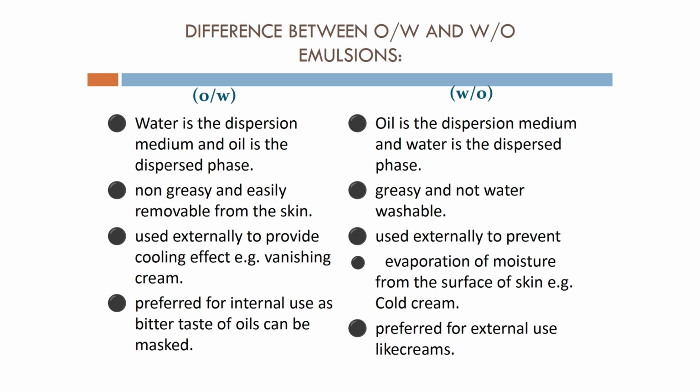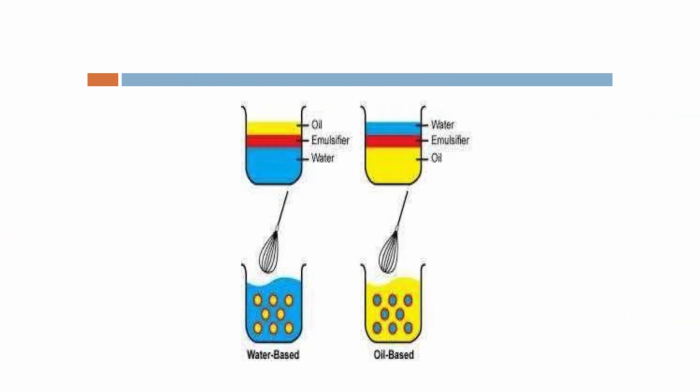Now, let's visualize this with a simple diagram. Imagine two diagrams side by side. The first shows water as the main background, with tiny oil droplets suspended in it and an emulsifier molecule at the interface. This represents a water-based or O/W emulsion. This represents an oil-based or W/O emulsion.